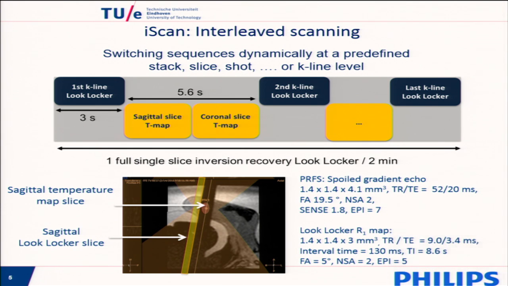So we only acquire 1 K line of our Look-Locker map, which is a relaxation rate map. And afterwards, we acquire 2 perpendicular temperature slices. So this will give the HIFU the feedback it needs to keep the tumor temperature at 42 degrees Celsius. And after 2 minutes of interleaving these 2 sequences, we also have a full relaxation rate map. On the bottom of this slide, you can see the tumor of the rat, which is a subcutaneous tumor. And we place the 2 slices right next to each other, so the temperature map slice and the Look-Locker slice.